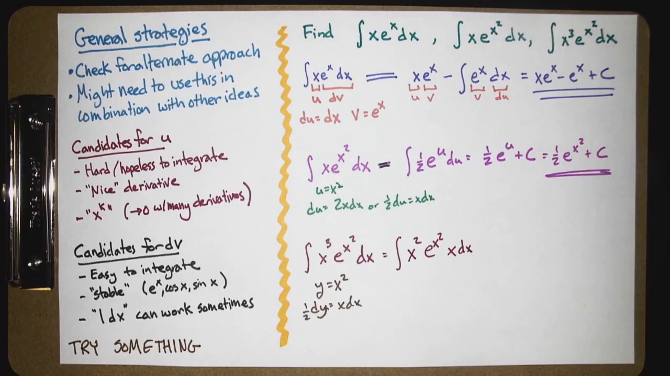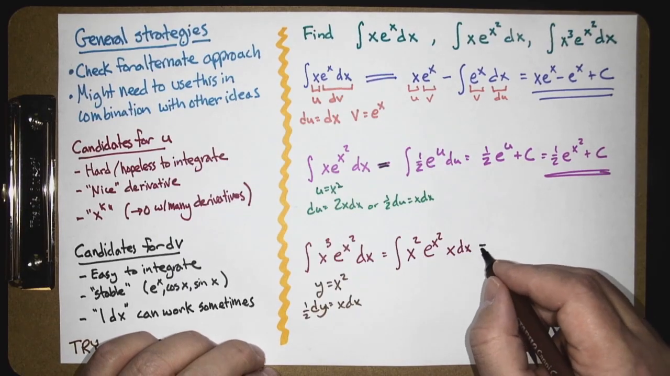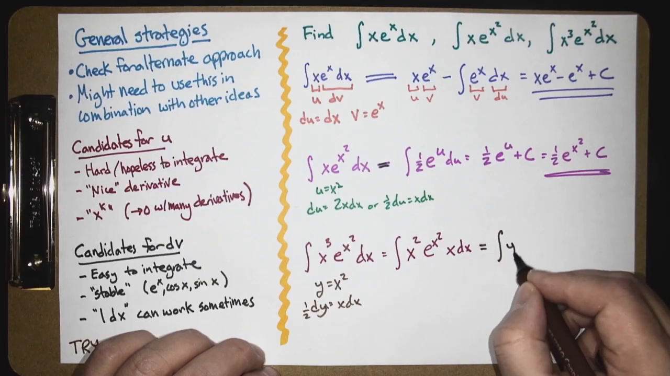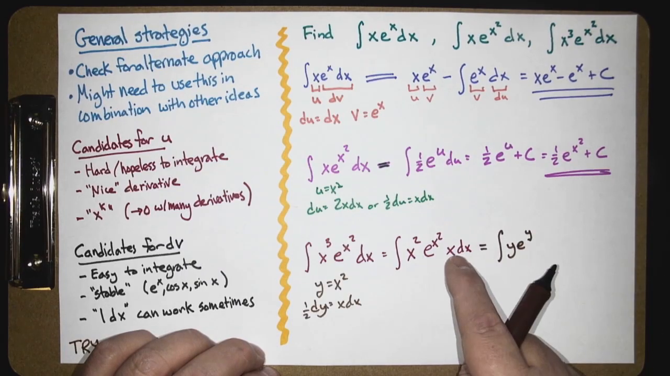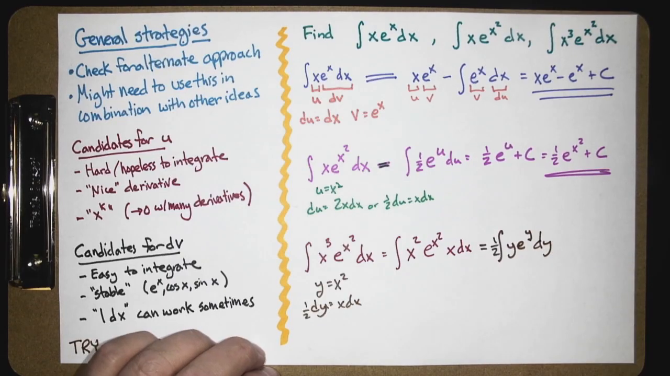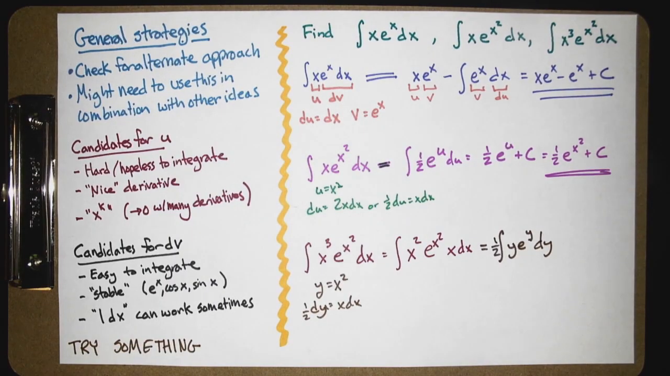So, does the substitution y equals x squared work here? It does. It becomes y e to the y, and then the x dx, we can put the 1/2 out in front. Okay, so we did substitution. So we say, aha, this is a substitution problem.